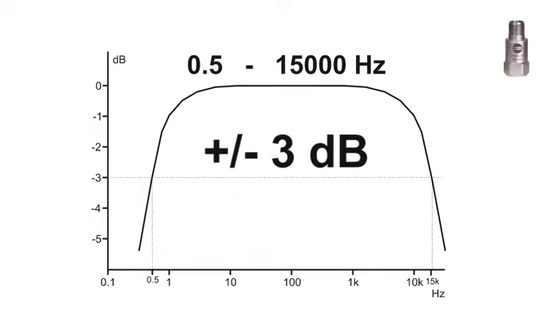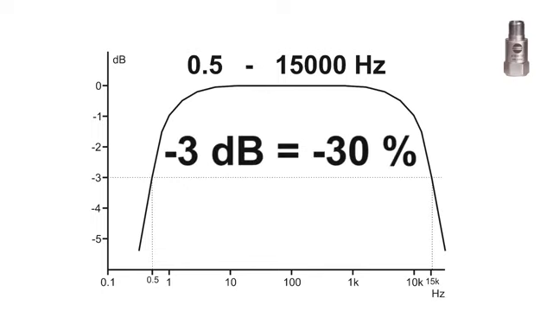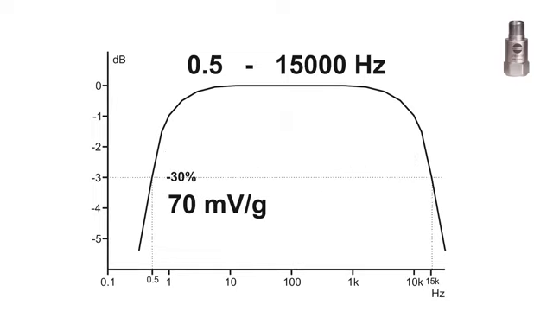Many people think that plus-minus 3 dB is not too much. If I ask them to convert this number to percentage, then they usually say it is plus-minus 3%. But it is not true. The plus-minus 3 dB is much more. Minus 3 dB is minus 30%. Plus 3 dB is plus 40%. Surprised? It means that the sensitivity on half Hz is only 70 mV.